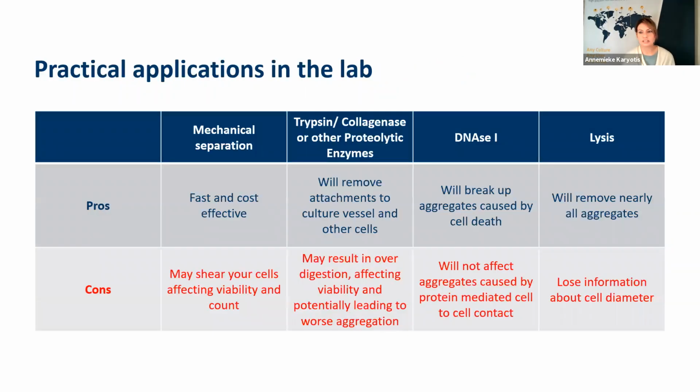So here is just a basic overview of the options for when you're trying to deaggregate your cells to get a decent count. You can do the mechanical separation, trypsin, collagenase, etc., and then add DNase I to mop up any free-floating DNA, or you can use the lysis buffer, which will remove nearly all aggregates.